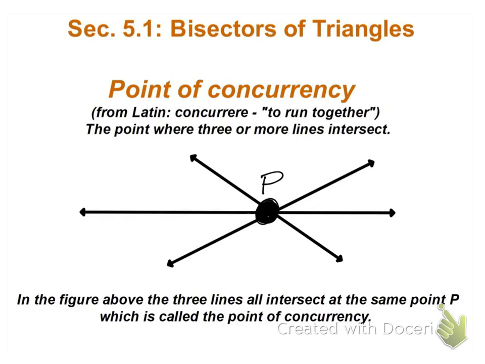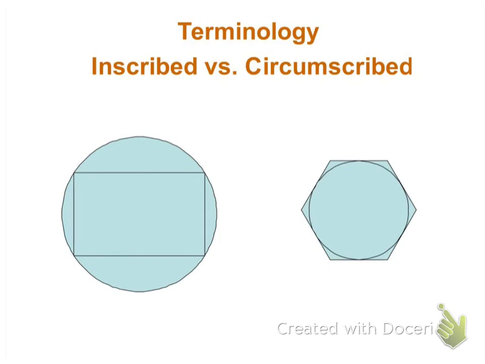Okay, for example, if we're talking about medians, it's going to be called a centroid. If we're talking about altitude, it's going to be called an orthocenter. And so there's going to be these different words that we'll look at along the way. But for all of these, that's always called the point of concurrency. Okay, just a little bit of terminology that you're going to need to know.